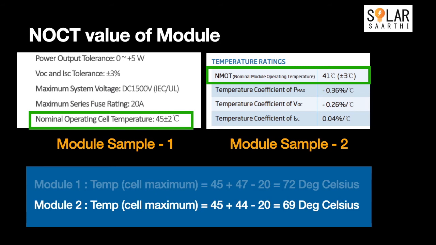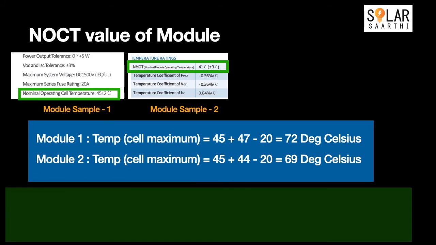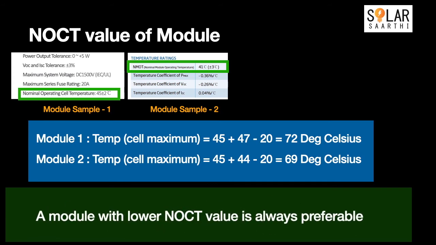So we can see that for the same region where the ambient temperature is the same, that is 45 degrees Celsius, the cell temperature of module 1 is on a higher side when compared to module 2. Hence, a module with a lower NOCT value is always preferable because a lower NOCT value will lead to a lower cell temperature, and a lower cell temperature will lead to lower power losses.